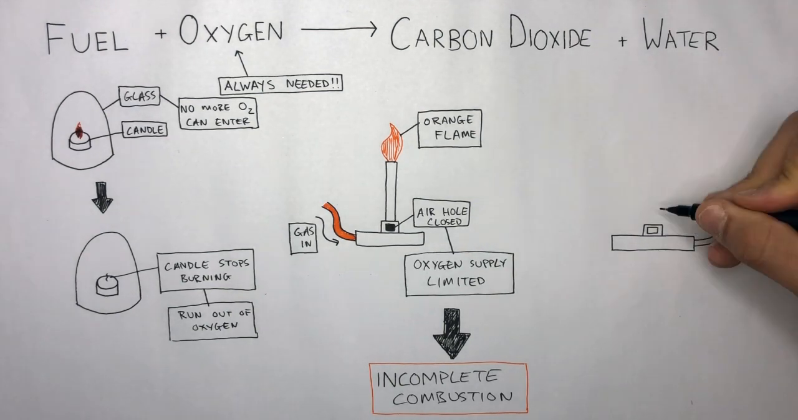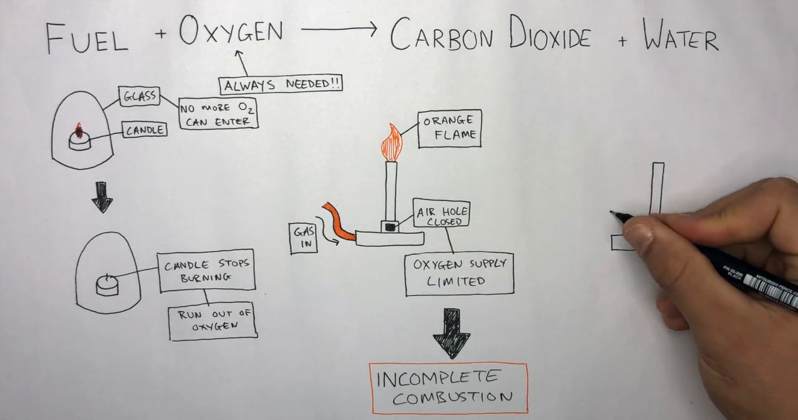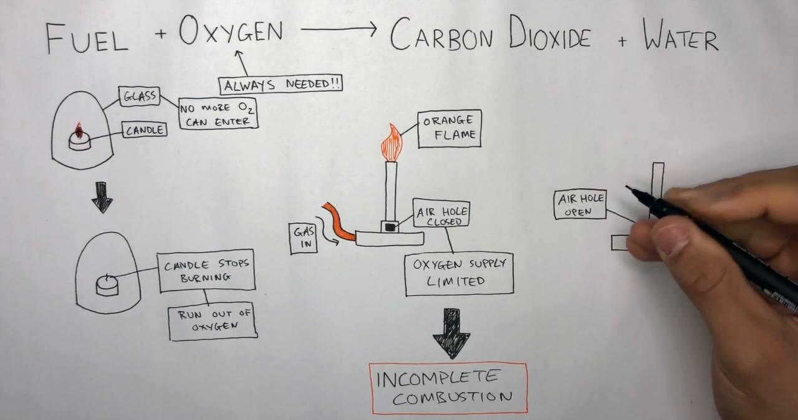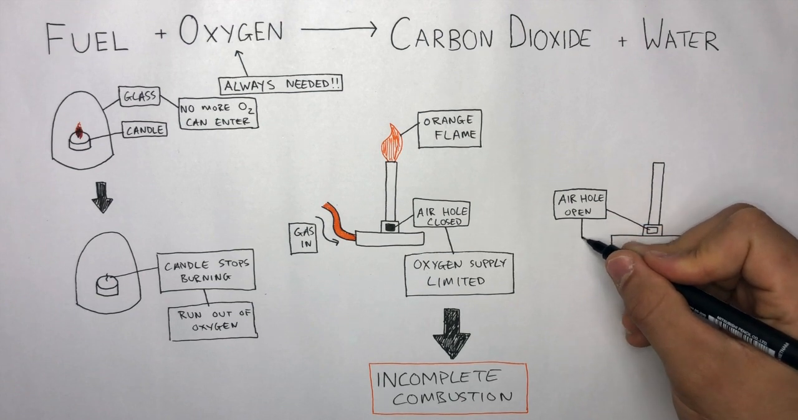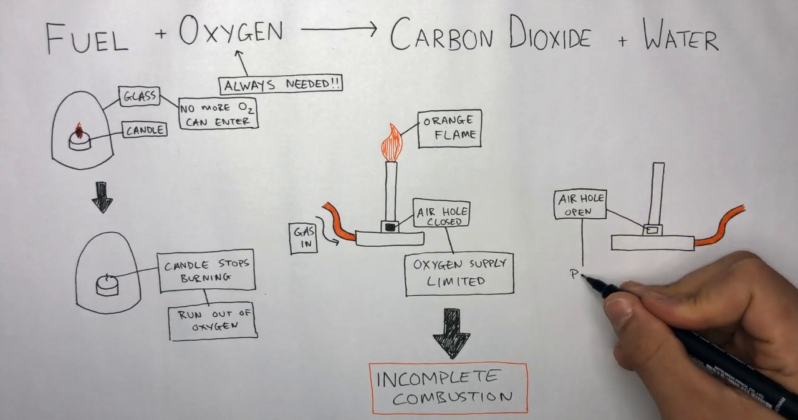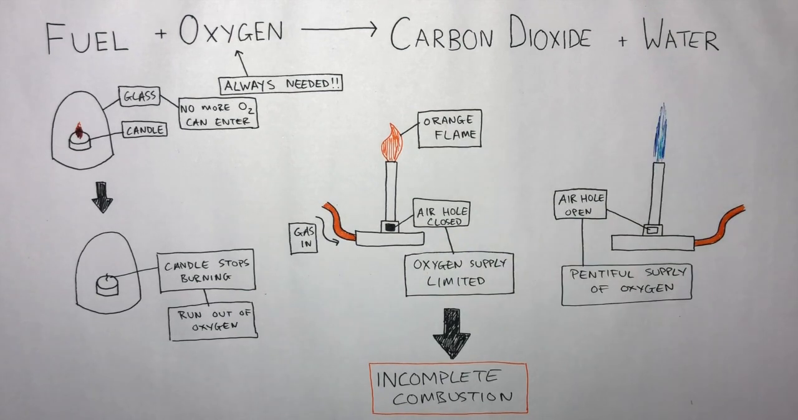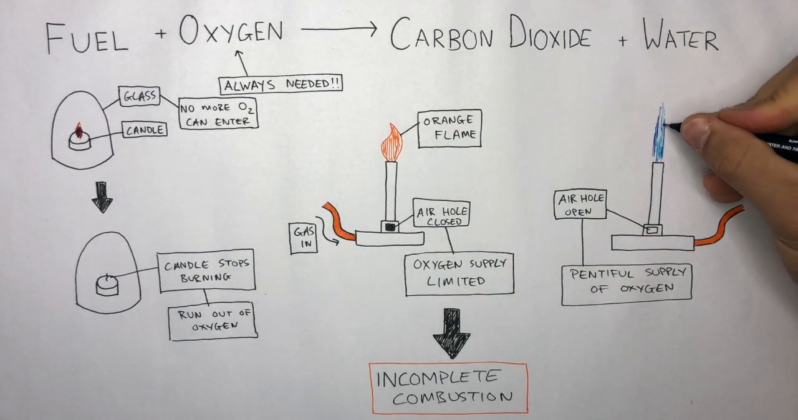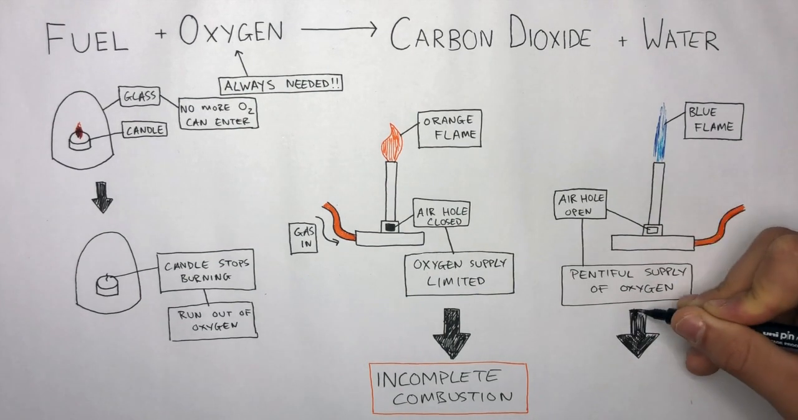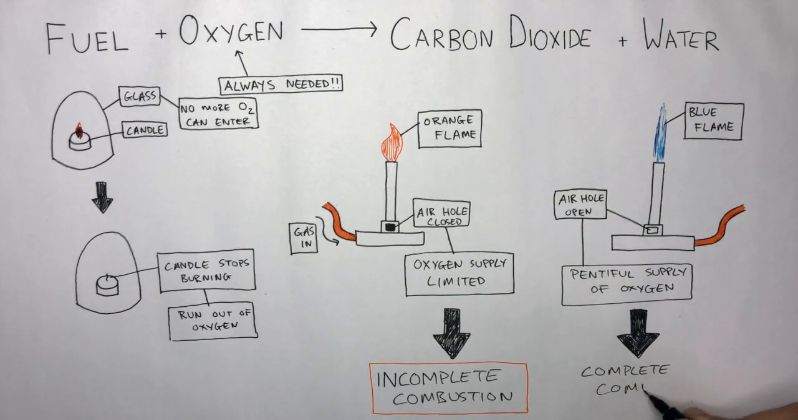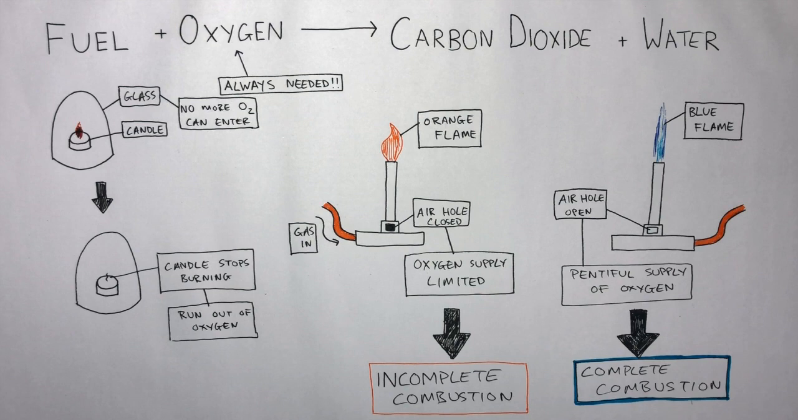Now let's compare this to a Bunsen burner where the air hole is open. When the air hole is open, this means air can easily flow into the Bunsen burner, resulting in a plentiful supply of oxygen. This plentiful supply of oxygen results in a blue flame. The plentiful supply of oxygen causes complete combustion. Complete combustion is combustion with a plentiful supply of oxygen.